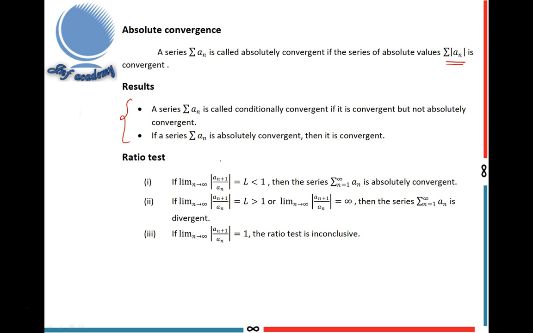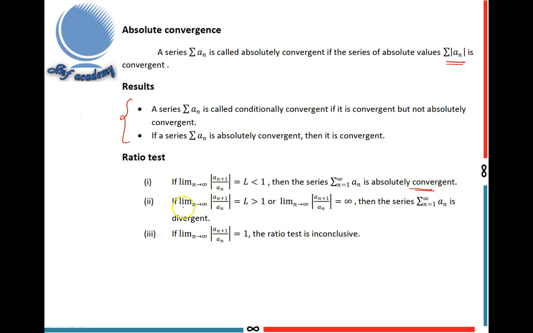Next, I explain the ratio test. The first part: if the limit as n tends to infinity of modulus of an plus 1 by an equals L, and that limit value L is less than 1, then the series sigma n equal to 1 to infinity an is absolutely convergent. Absolutely convergent means it is also convergent by using that result.